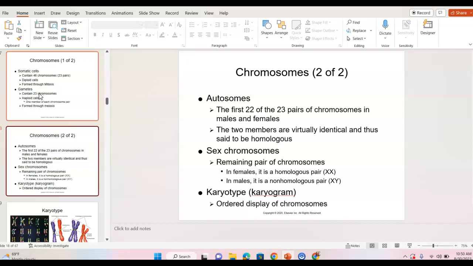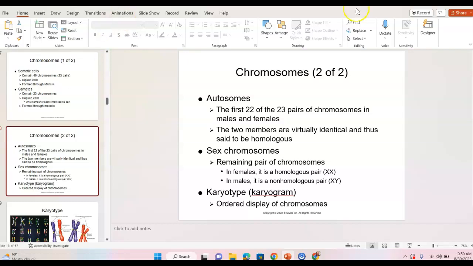Autosomes are the first 22 of the 23 pairs that do not include the sex chromosomes, because the sex chromosomes are very unique. XX and XY. In biological females, it's XX. Biological males, it's XY. And they're displayed in what's called a karyotype.